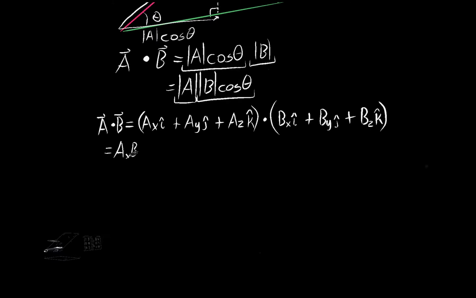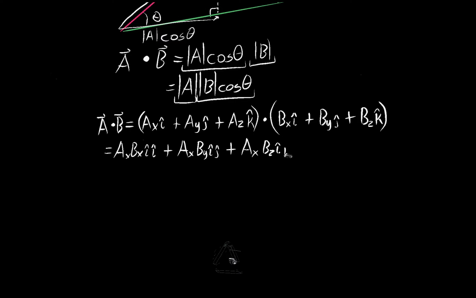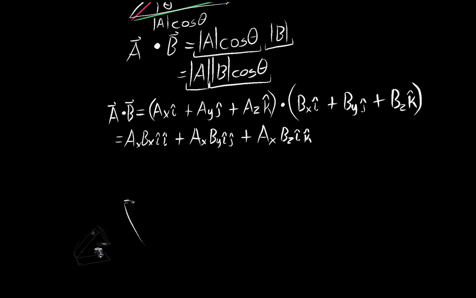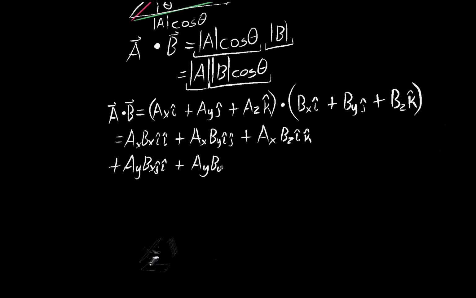ax bx I hat I hat plus ax by I hat j hat plus ax bz I hat k hat, plus ay bx j hat I hat plus ay by j hat j hat plus ay bz j hat k hat.